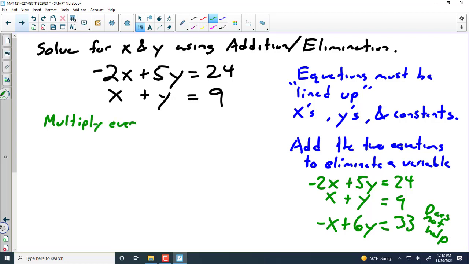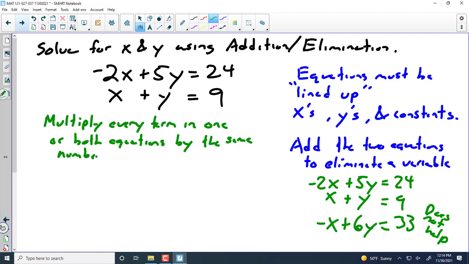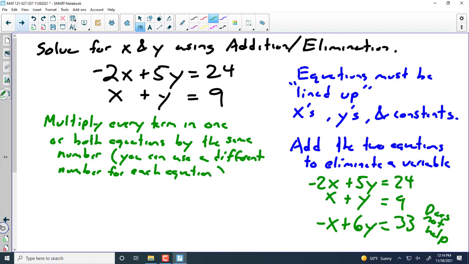Multiply every term in one or both equations by the same number. That's cryptic, the way I wrote that. You can use a different number for each equation, so that when you add, a variable drops out.